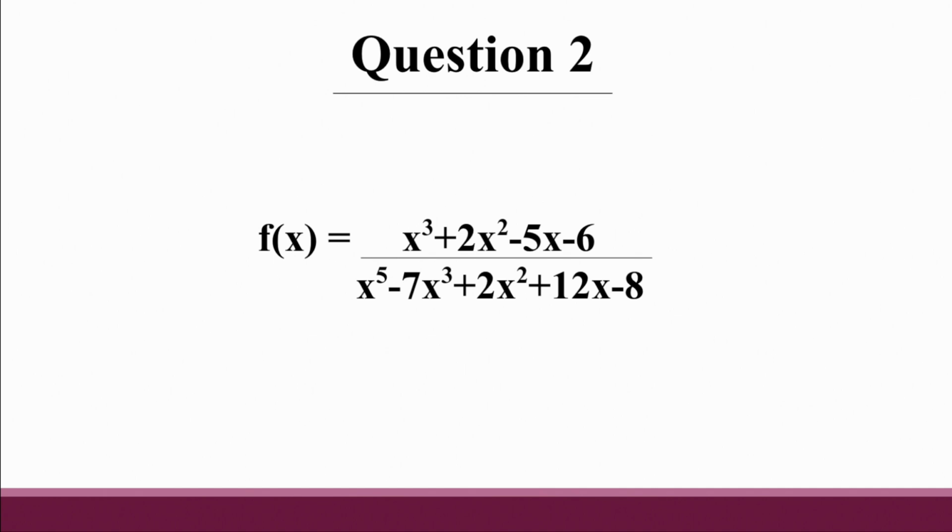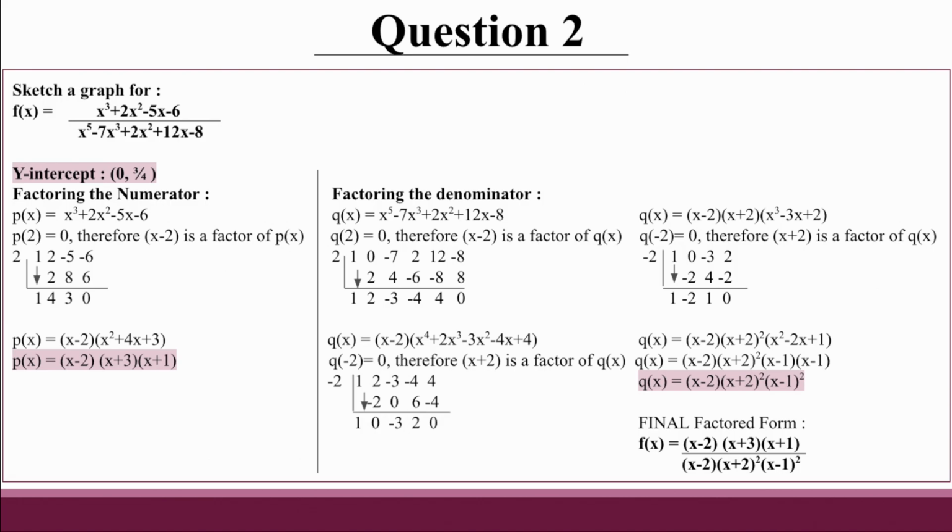So the constant term in the numerator is -6, and then the denominator is -8. -6 over -8 is equal to 3 over 4, so the y-intercept is 0, 3 over 4. If you would like to pause the video, you can see the same process of using factor theorem and synthetic division to factor the numerator and denominator, and at the bottom right is the final factored equation.